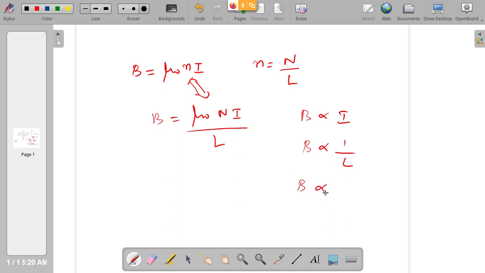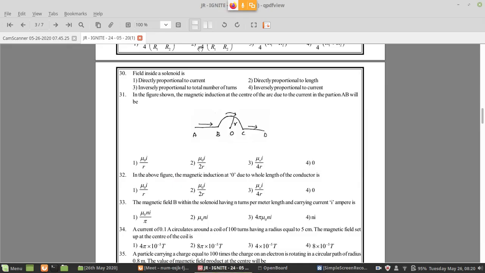It is directly proportional to the number of turns, and no other thing can be taken from here. So if you see the choices, it is directly proportional to current is correct actually. It is directly proportional to length is wrong because it is inversely proportional to length. It is inversely proportional to total number of turns is wrong because it is directly proportional to the number of turns. Again, since it is directly proportional to current, it cannot be inversely proportional to current.